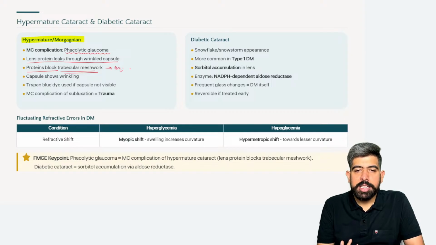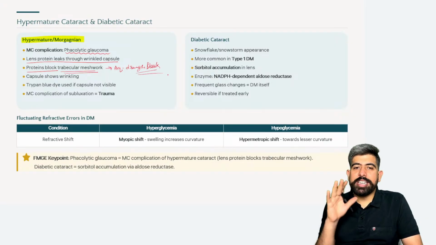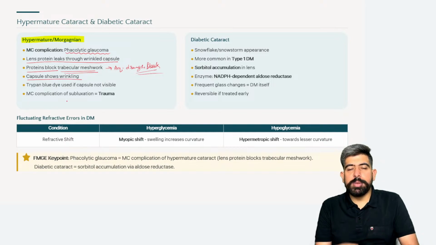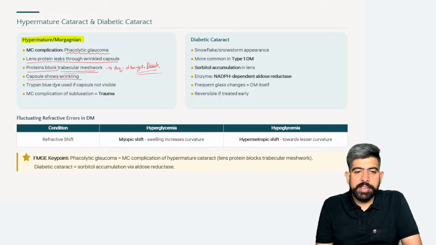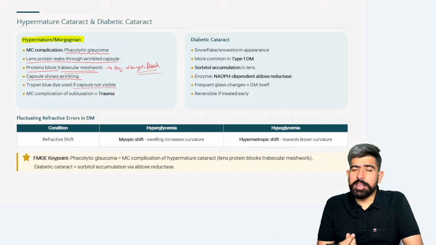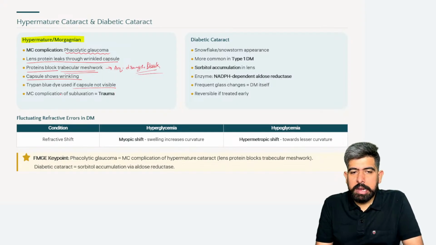Aqueous drainage kya ho jayega? Block. The aqueous drainage will be blocked, right? And as you know, the capsule shows wrinkles. When trypan blue dye is used, the capsule does not become very visible because the entire protein is leaking out from there, and the capsule gets wrinkled, right?